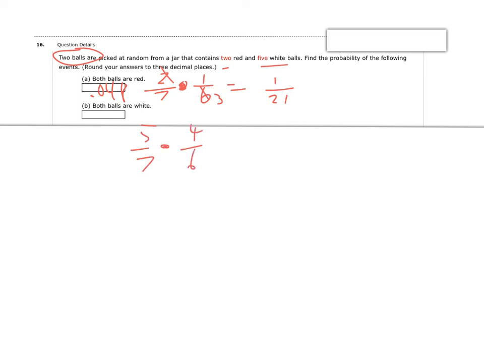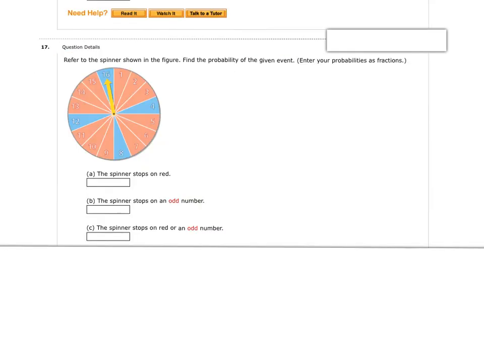And same idea for white, so it's going to be 5 out of 7 on the first one, and then if I get that first one, it'll be 4 out of 6. So that is going to reduce to 2 over 3, so this will be 10 over 21, and that's going to be 0.476.